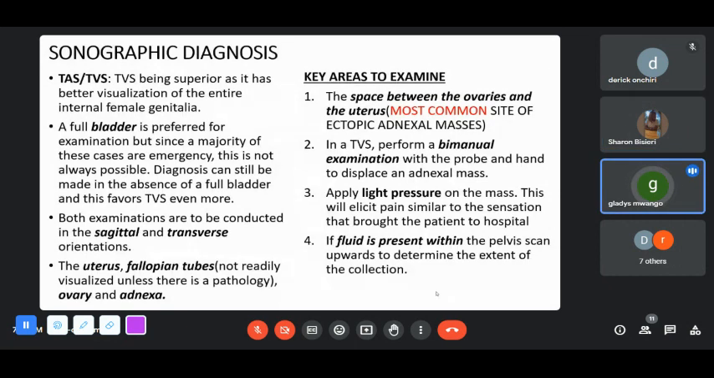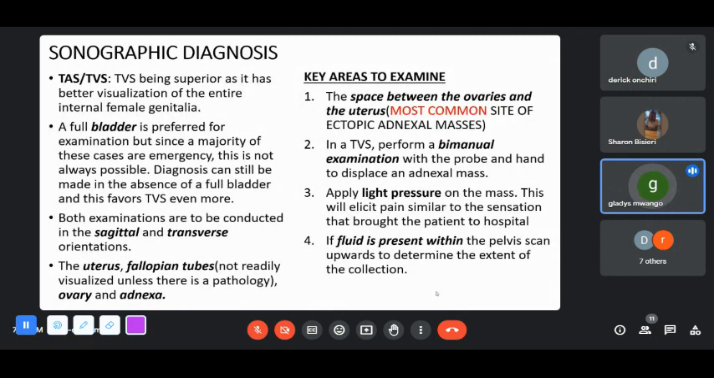One of the key challenges one might have is sometimes pushing in the probe too deeply. You might push in the probe too deeply into the posterior fornix, and then you really cannot see anything, or you just see maybe the fundus. So when that happens, you need to retract a little bit, get your sagittal image, and be able to see the entire uterus.